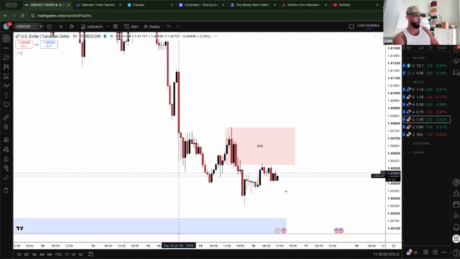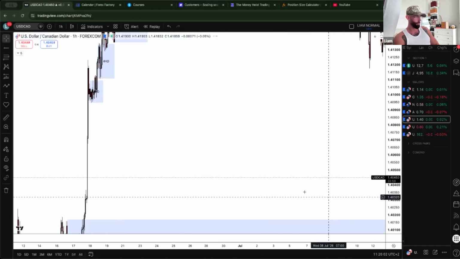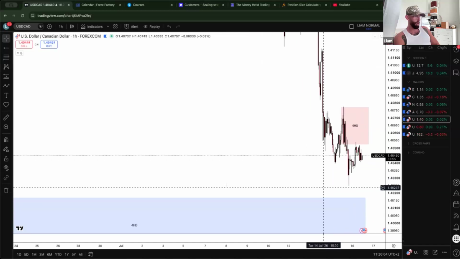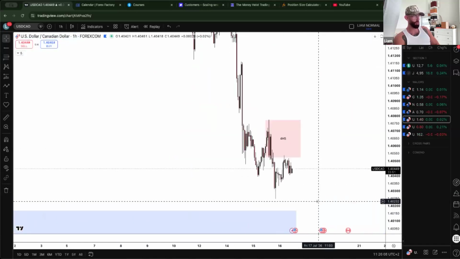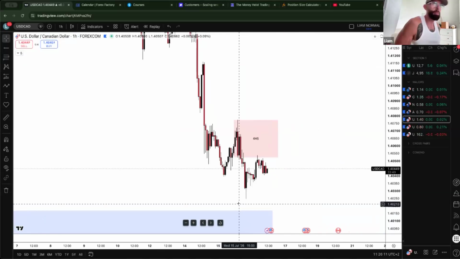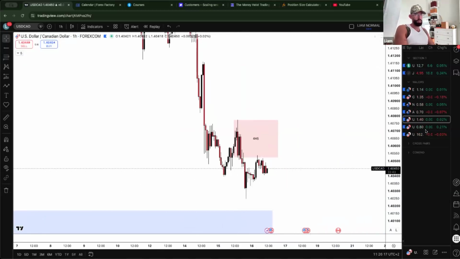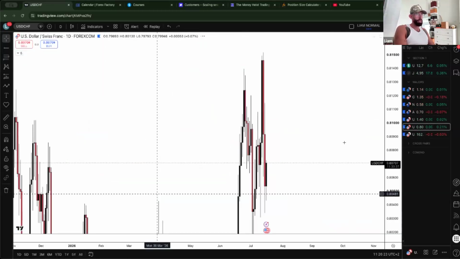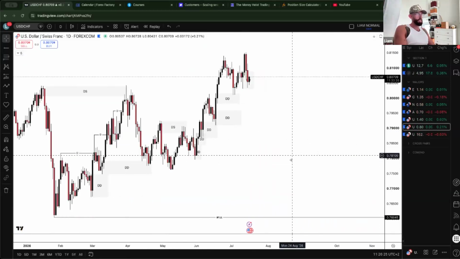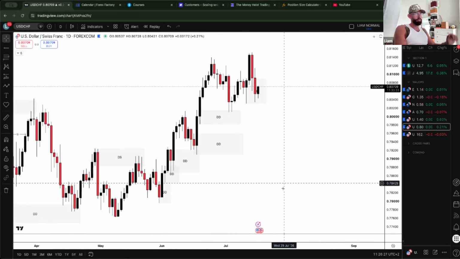If we look at the 1 hour, obviously we've reacted from imbalance. For me, it's not enough to look for the longs from that point of view. So yeah, ideally, I'm just going to wait with USD CAD to see what happens, I think at this moment in time, unless something happens that completely changes my mind. USD CHF, a little bit different.